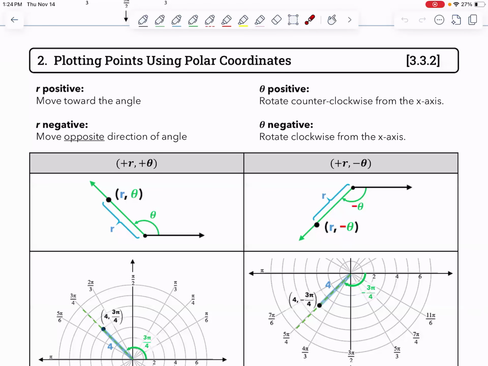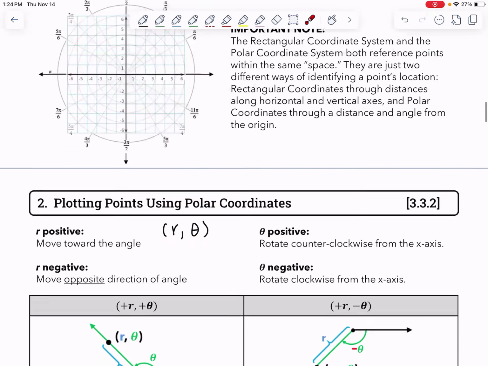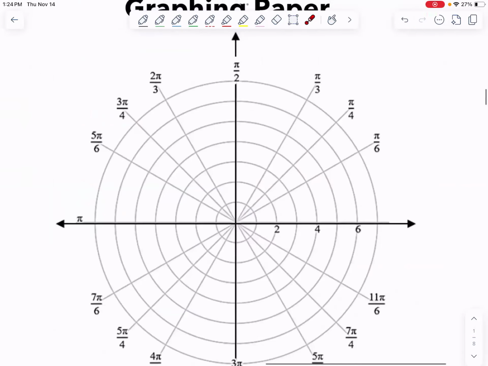Plotting points using polar coordinates. All right. So polar coordinates, please watch the last video if you haven't already. Polar coordinates are coordinates of the form r comma theta, where the r value is a distance out on the terminal side of this angle theta. So graphing paper for polar coordinate systems, right? We talked about this before, looks a little bit like this.